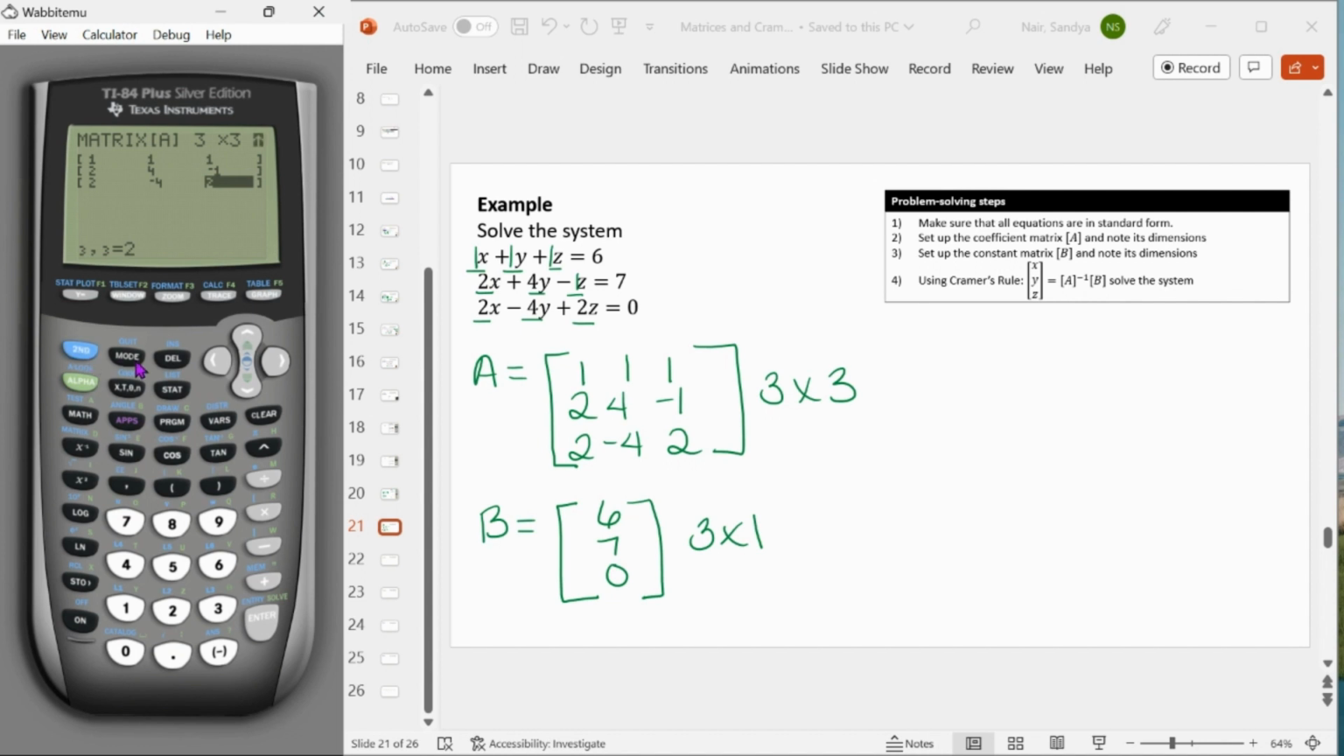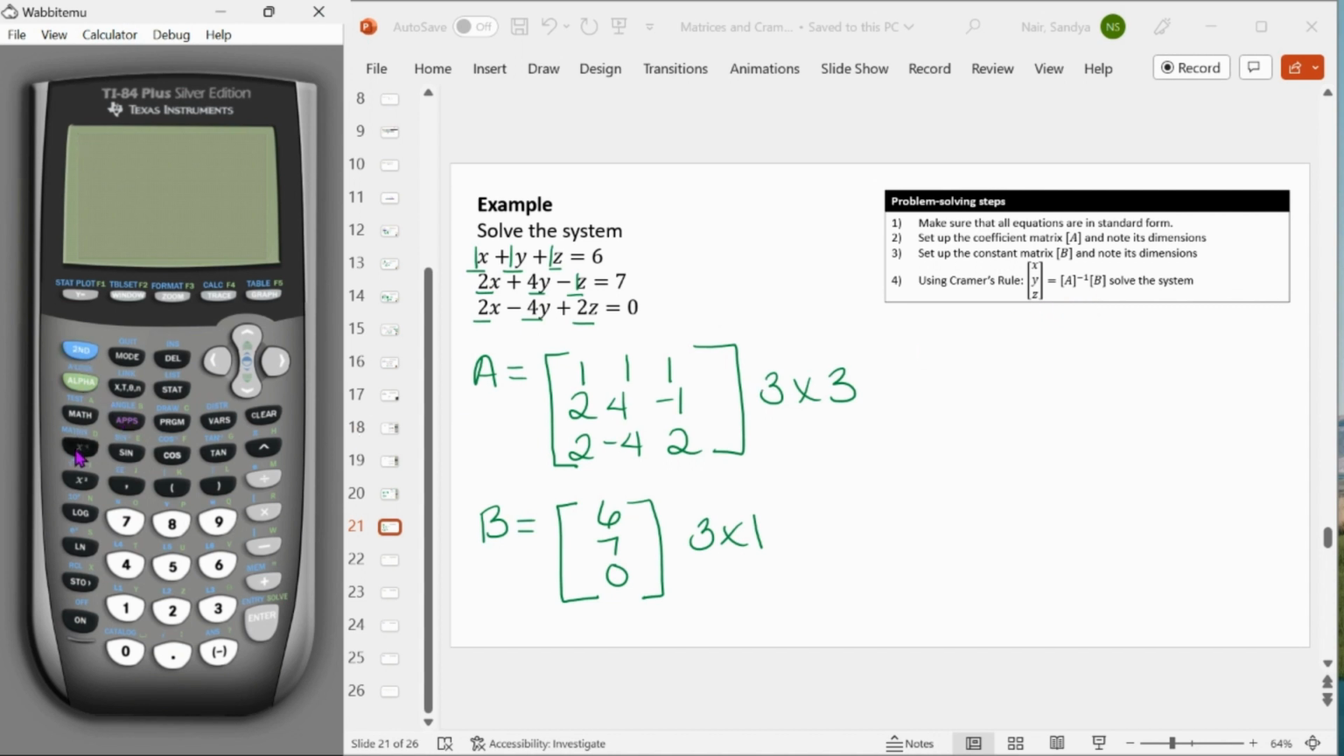And then we're going to click second mode. And then I'm going to go back to second matrix and then arrow over to edit. And I'm going to choose matrix B. I can keep the dimensions the same. And then I'm going to type 6, 7, and 0. So now that I have both matrices entered, I'm going to tell my calculator to do Cramer's rule, so the inverse of A times B.